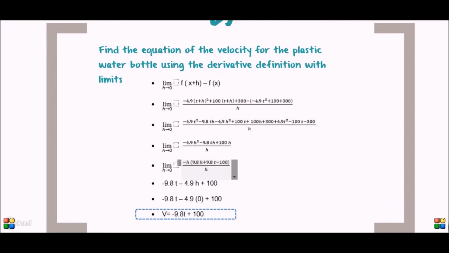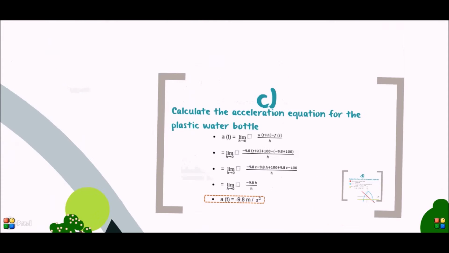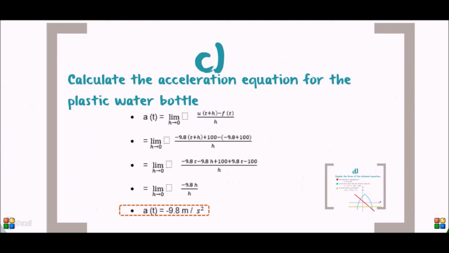So now, in letter B, we need to find the equation of the velocity for the plastic water bottle. The formula that we have is the limit when h approaches 0. We have to substitute the values. In number 2, we have to solve the signs and multiply the numbers on the outside with the numbers on the inside, and then just solve the squared binomial, and we have the third one. Then observe number 4, and we search for a common factor, which is h, and we simplify. So then we substitute the value h to 0, because it's a limit, and then we got our final answer, which is v equals negative 9.8t plus 100.